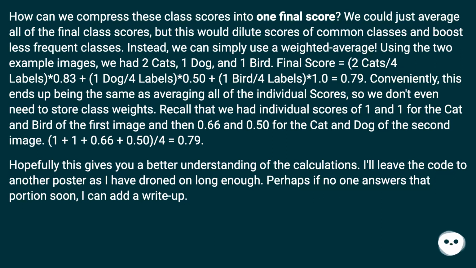Conveniently, this ends up being the same as averaging all of the individual scores, so we don't even need to store class weights. Recall that we had individual scores of 1 and 1 for the cat and bird of the first image, and then 0.66 and 0.50 for the cat and dog of the second image. (1 plus 1 plus 0.66 plus 0.50)/4 equals 0.79. Hopefully this gives you a better understanding of the calculations. I'll leave the code to another poster as I have droned on long enough. Perhaps if no one answers that portion soon, I can add a write-up.